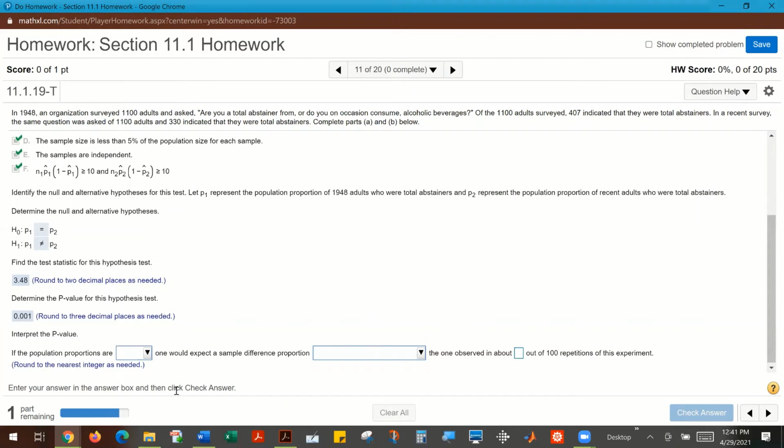Okay, now to interpret that p-value, basically the idea is, if both sample proportions, or in this case population proportions, would be equal, one would expect that a sample difference proportion would be greater than the absolute value that is being observed from our p-value over here. So you will see how this number is 0.001. If I had to rewrite that in a fraction, 0.001 will become 1 out of 1,000.